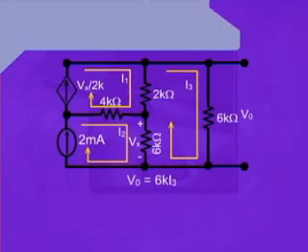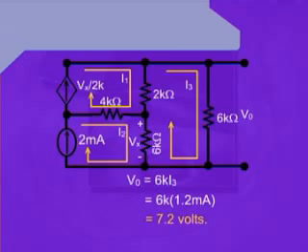So we can write V naught is equal to 6K I3, and putting the value of I3 we can write V naught is equal to 6K into 1.2 milliamperes, or that will be equal to 7.2 volts.